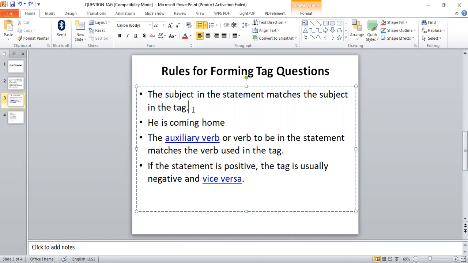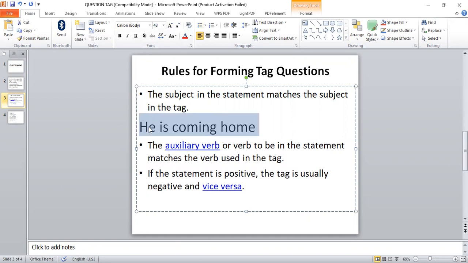So now, this sentence as we have here has a subject, an auxiliary verb, a main verb, and an object. So now, he here is our subject. This is our auxiliary verb. This is our main verb. And this is our object.